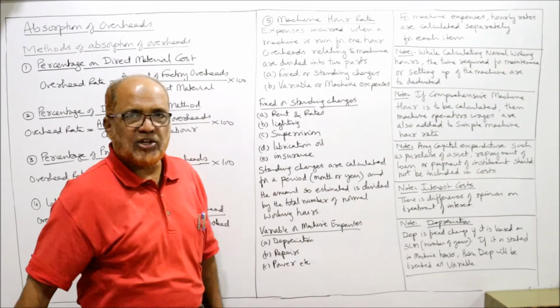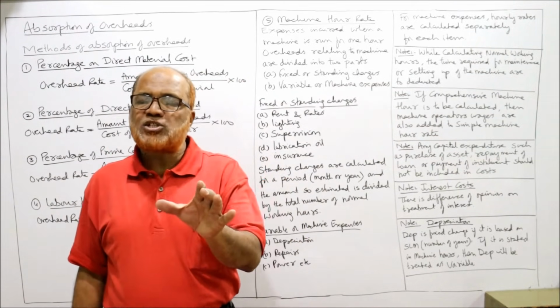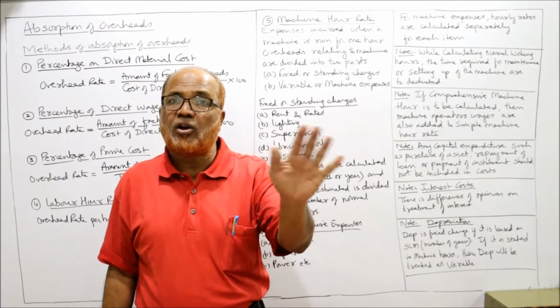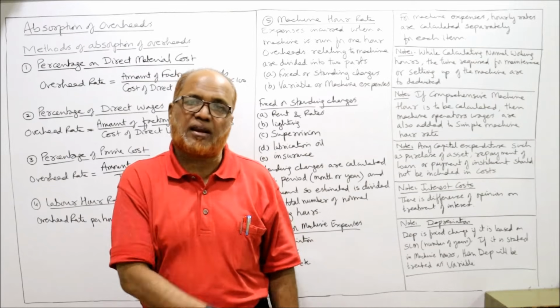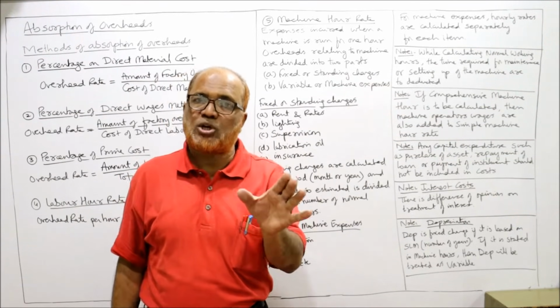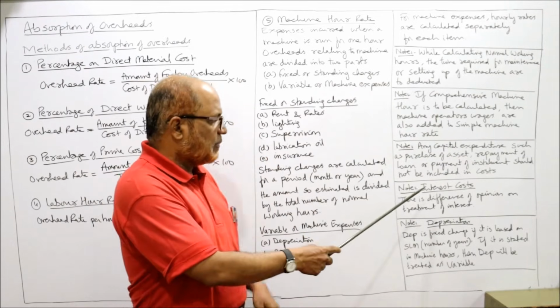Next, any capital expenditure. If any capital expenditure is incurred like purchase of the machine or installment paid, this will not be taken in calculating machine hour rate. तो machine hour rate मालूम करते हो, only revenue expenditure should be taken. Capital expenditure should not be taken.